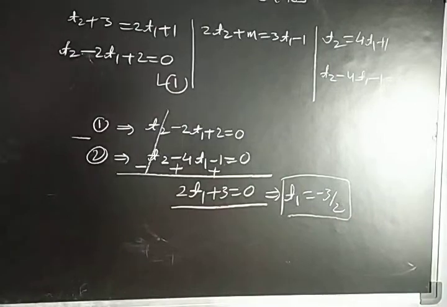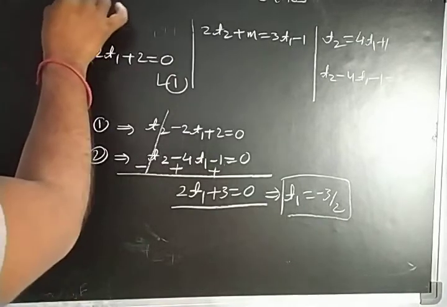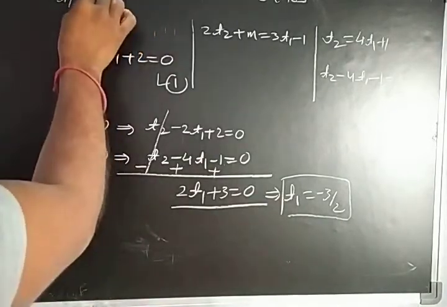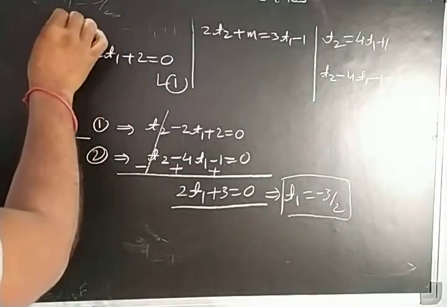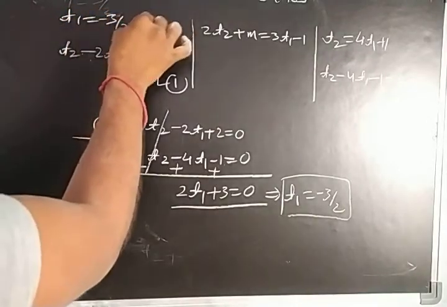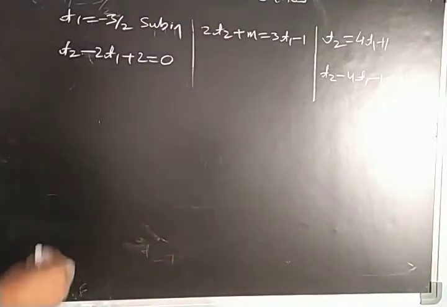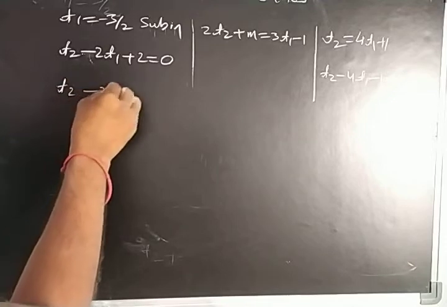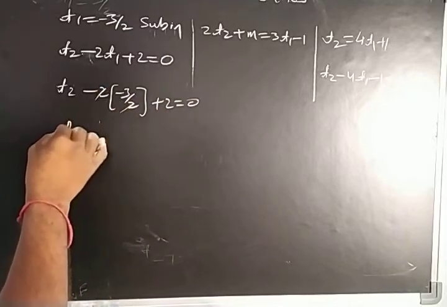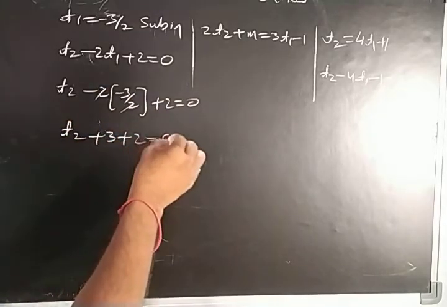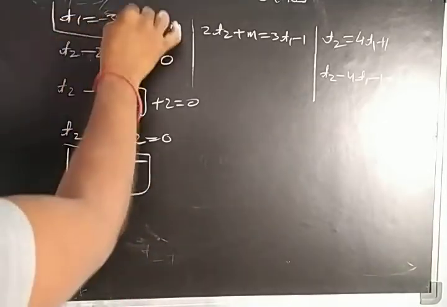Now to get the T2 value, I will substitute T1 equal to minus 3 by 2 in equation 1. Substituting here: t2 minus 2 into minus 3 by 2 plus 2 is equal to 0. The 2s cancel. T2 plus 3 plus 2 equal to 0. T2 equal to minus 5. T2 value is minus 5, T1 value is minus 3 by 2.